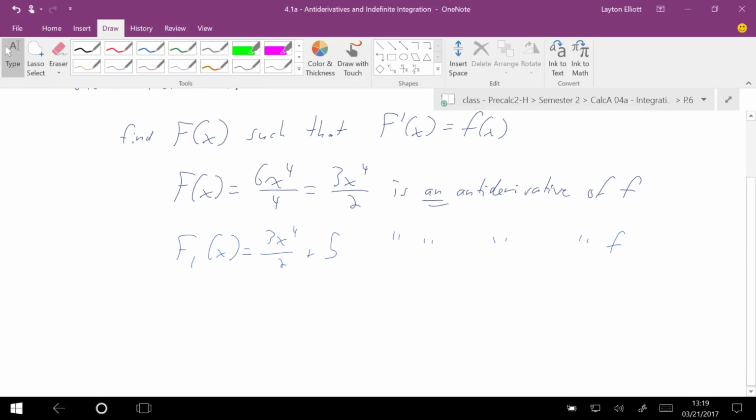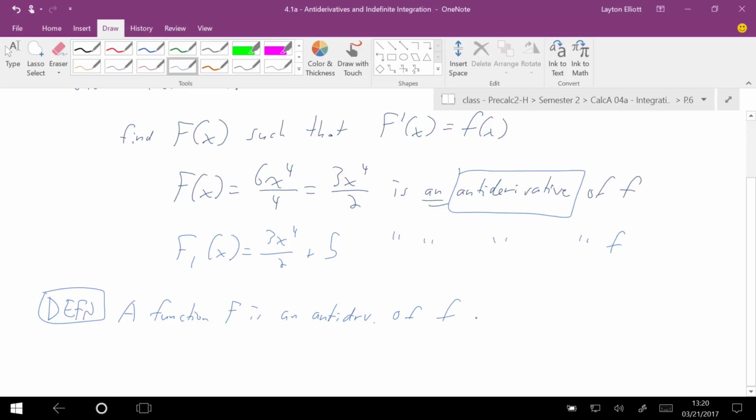So this word antiderivative refers to any of these functions that if I take the derivative, I get the function that I started with. A function capital F is an antiderivative, which I'll abbreviate for you, of little f on an interval I if capital F prime of x equals little f of x for every x in that interval.